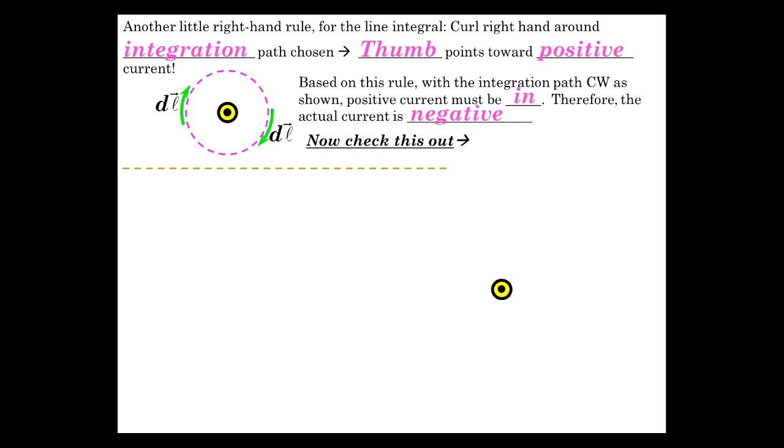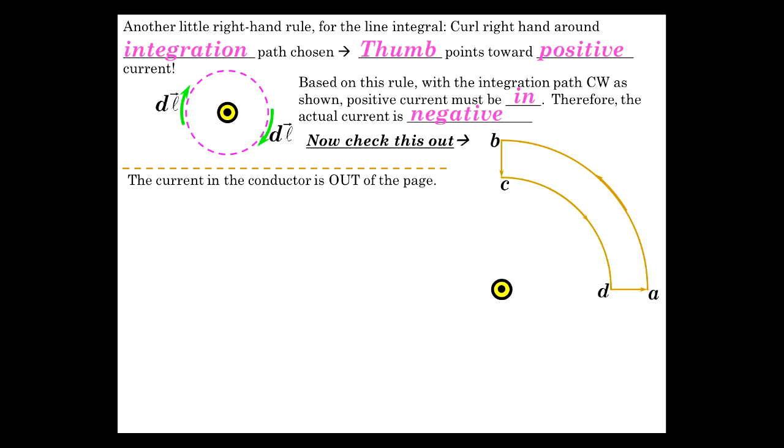Now let's do an example where we actually integrate around an entire closed path. And let's see the result we get. So here's our path. We have A, B, C, D, those locations. And our integration path is going to be counterclockwise. So there's dl along there. We put the dl's in the proper direction so we can visually see what's going on. So that's our integration path.